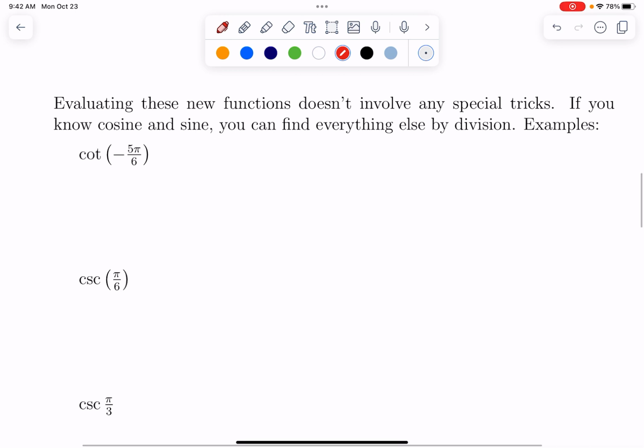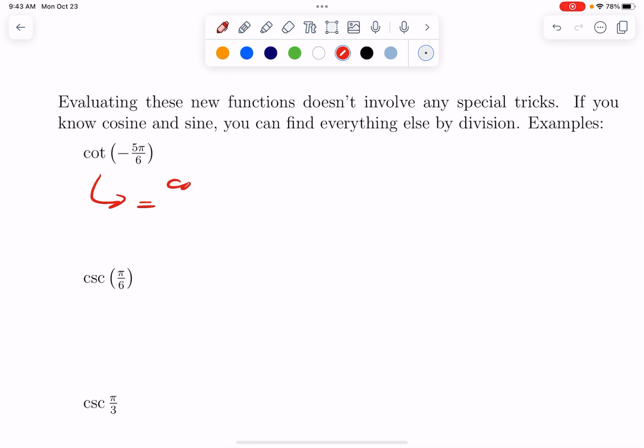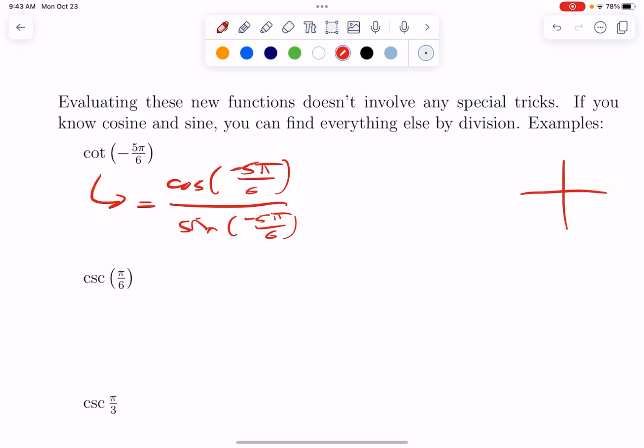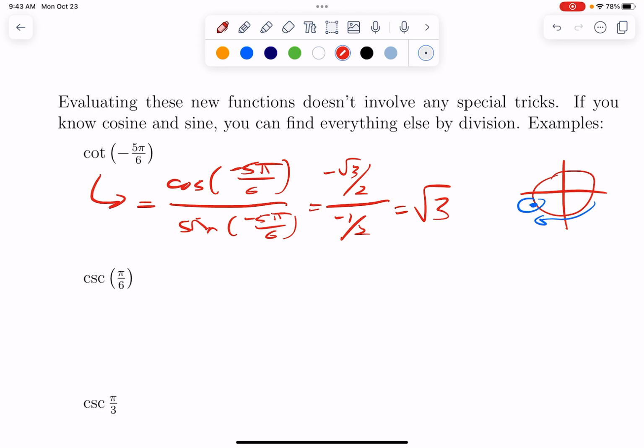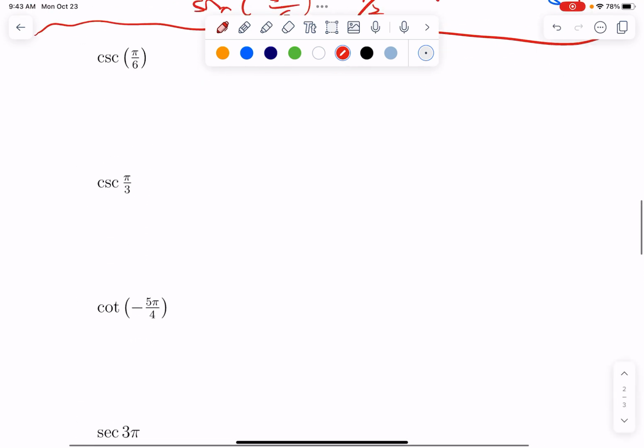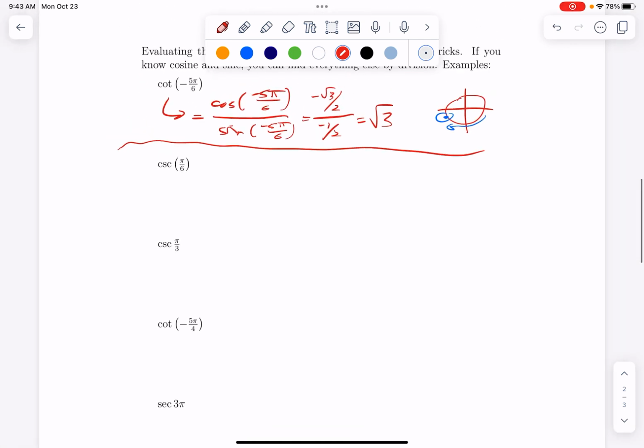So for example, if I want to compute cotangent of negative 5 pi over 6, I know by definition this is cosine of negative 5 pi over 6 over sine of negative 5 pi over 6. I can try imagining my unit circle. Negative 5 pi over 6 is a location like that. The cosine would be negative root 3 over 2. The sine would be negative 1/2. And this would reduce to root 3. So hit pause and try these other 4 that I have here. In each case, just identify how this is defined and then use cosine and sine values and simplify your fractions.